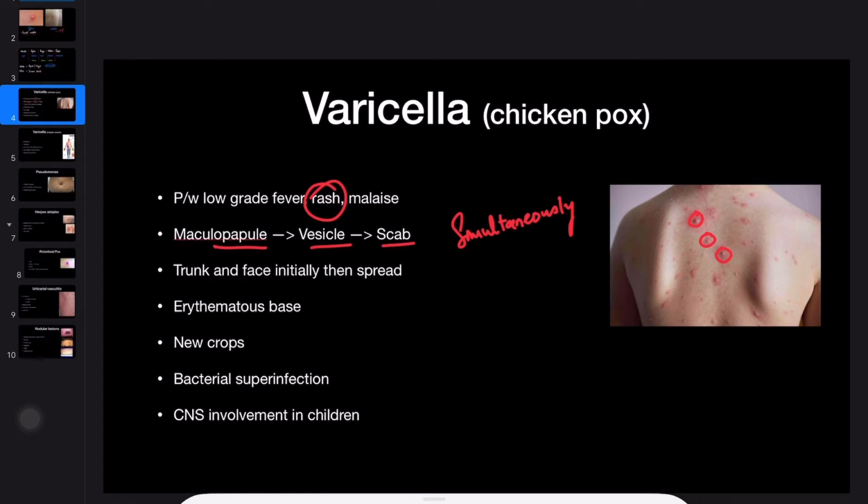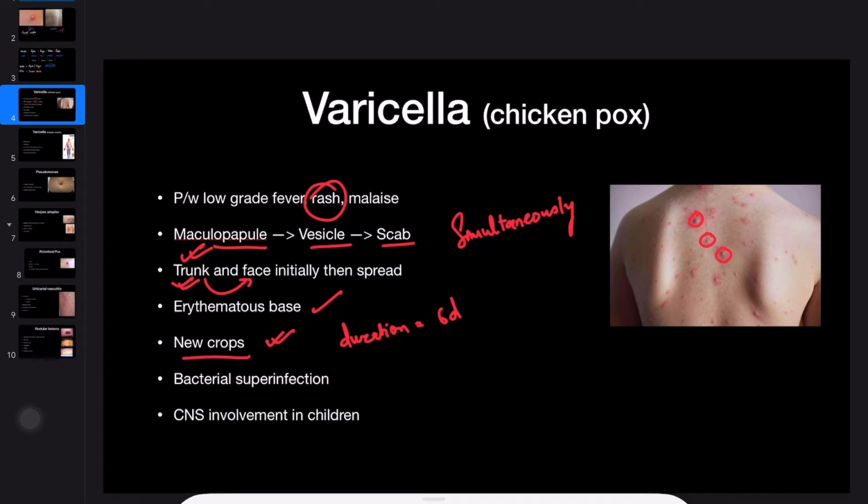Then the rash will first appear on the trunk, then it will move on to the face and then on to the extremities. So the distribution should also be remembered. As you can see, there are erythematous bases. New crops will keep on coming as the infection progresses. The duration is limited to 6 days and the infection is self-resolving.